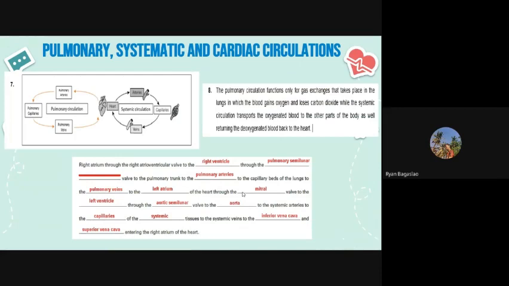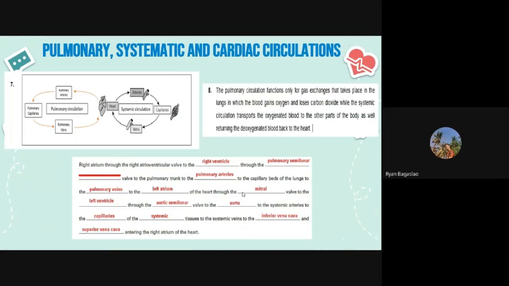For number 9, complete the following scheme of circulation in the human body. First, blood passes through the right atrium, through the right atrioventricular valve to the right ventricle, then through the pulmonary semilunar valve to the pulmonary trunk, to the pulmonary arteries, to the capillary beds of the lungs, then to the pulmonary veins to the left atrium of the heart.